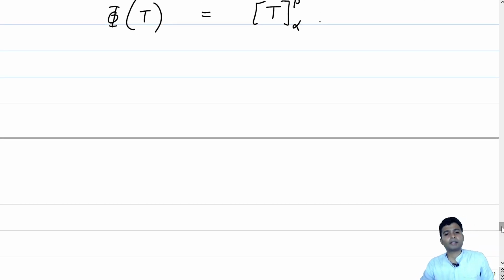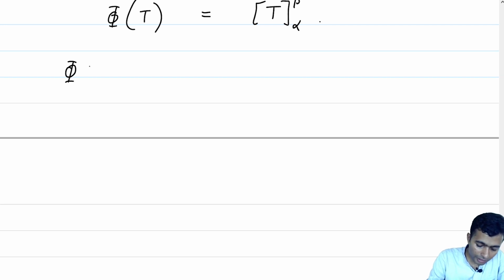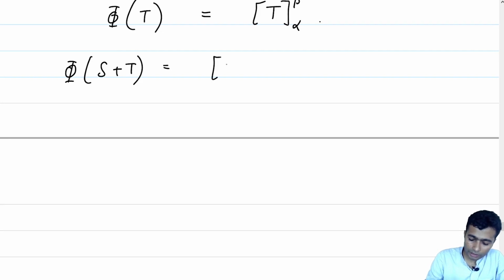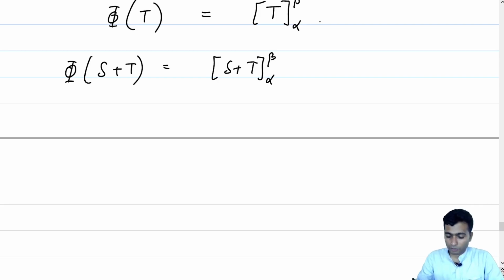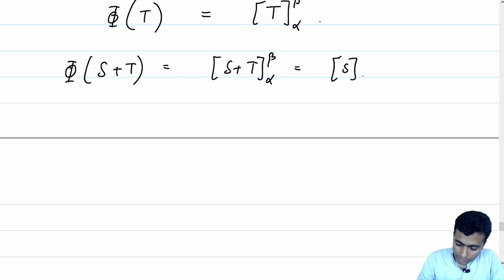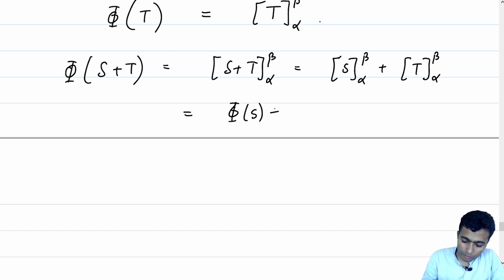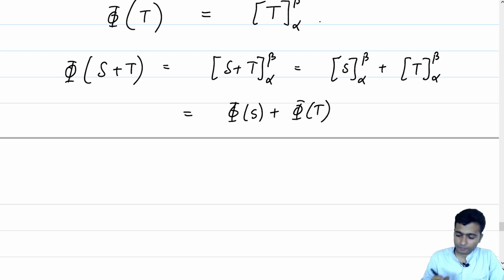So we have seen that phi is a linear transformation. In another guise, we have already seen it. Let's check that phi is a linear transformation. So see that phi of S plus T is just going to be equal to the matrix of S plus T with respect to alpha, beta, and we have already seen that this is equal to the matrix of S plus the matrix of T, which is equal to phi of S plus phi of T.